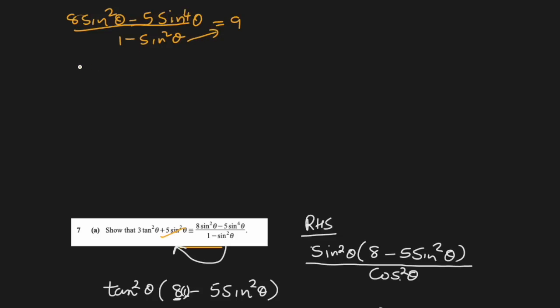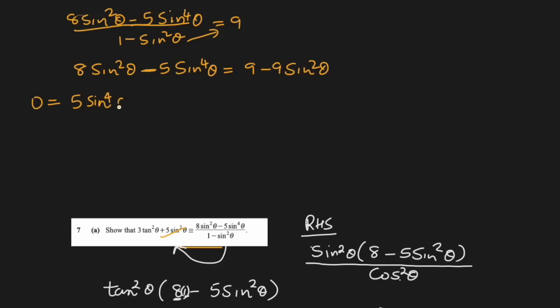I will cross multiply first. So it becomes 8 sine square theta minus 5 sine to power 4 theta equal to 9 minus 9 sine square theta. Bring everything to the right side, so that this minus 5 becomes positive. So I will write 0 equal to 5 sine to the power 4 theta. Then this 8 will become negative 8 sine square theta. We already have 9 sine square theta. Then we have just 9, a constant, positive 9, equal to 0. So now we have to solve this, and this becomes minus 8 and minus 9, minus 17.